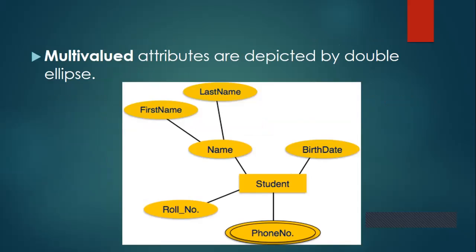Now we have seen that a student has a composite attribute and other attributes, and also something called a multi-valued attribute. What do you mean by a multi-valued attribute? That is nothing but a student can have more than 4 numbers. That's what is represented in a double ellipse.